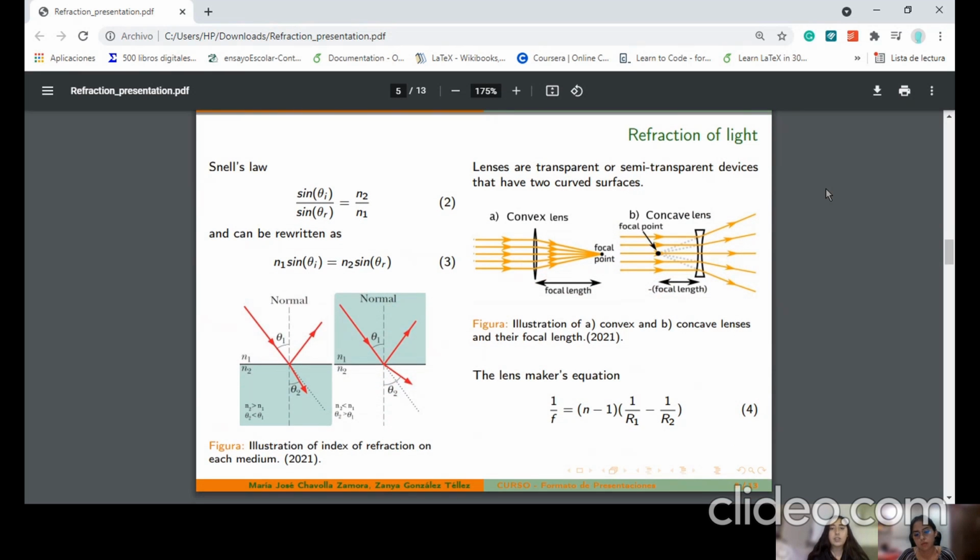Now we're going to talk about Snell's law, which is also the law of refraction. It is used to describe the relationship between the refractive index of the different mediums and the propagation of the rays with respect to the normal line. Snell's law states that the ratio of the sines of the angles of incidence and refraction is equivalent to the reciprocal of the ratio of the indices of refraction, as can be seen in equation 2, and it can also be rewritten as we can see in equation 3.